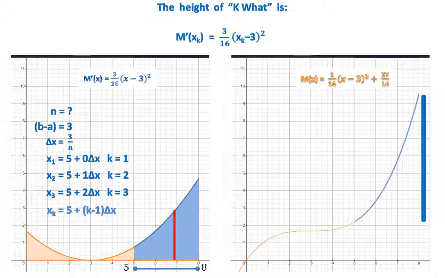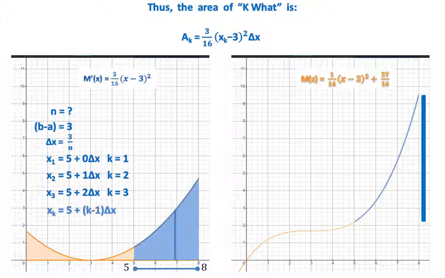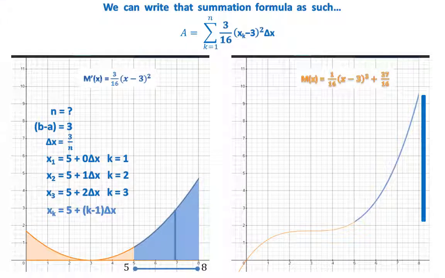The height of k-what is m prime of x sub k equals 3/16 times x sub k minus 3 squared. The width of k-what is delta x. Thus, the area of k-what is a sub k equals 3/16 times x sub k minus 3 squared times delta x. Since we have chosen k-what to be the poster child for our summation formula, we can write that summation formula as such: area equals the sum from k equals 1 to n of 3/16 times x sub k minus 3 squared times delta x.